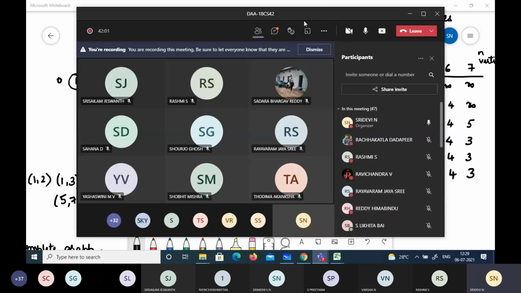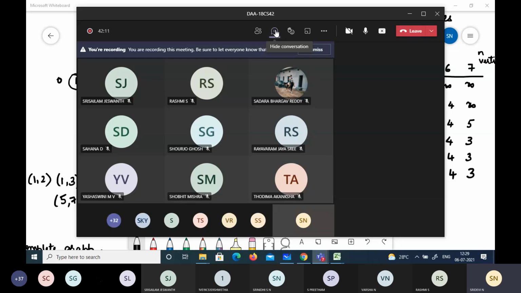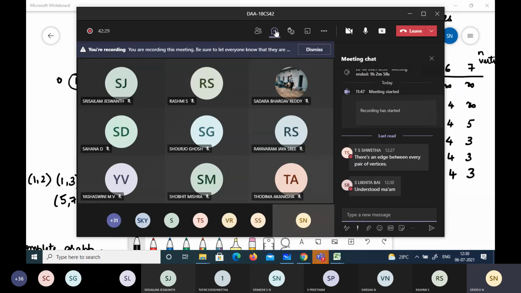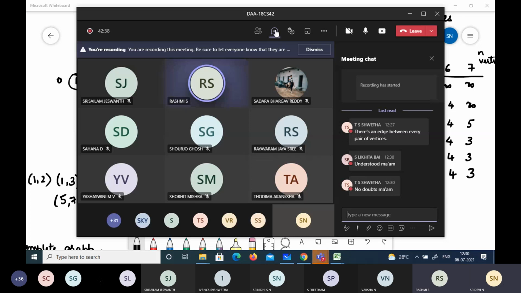You can put it in the chat box if you're not able to unmute. There may be problems with unmuting and other things. So I'll just reply in the chat box. If you want me to explain again, let us take that up once again. I want everyone to reply. At least if you cannot unmute, you can just type it over here. Understood. Likita understood. What about others? Understood, ma'am. Sorry, Rashmi, understood? Okay. Understood, ma'am. Yes, fine. It's not that difficult also, isn't it?